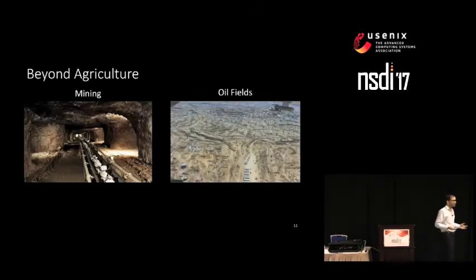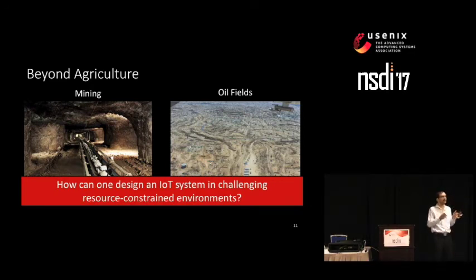And these constraints are not just specific to agriculture. They occur in various different scenarios. You can think of mining, oil fields. They have the same constraints. They have no internet connectivity, no power availability, and you have to work with a small number of sensors. So the key question that I want to ask today is how can we design an IoT system in challenging resource-constrained environments like these?